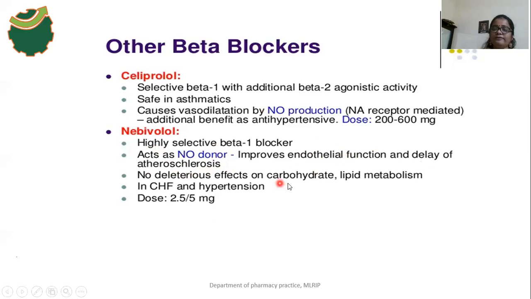And there is no harmful effect on carbohydrate metabolism, and there is no harmful effect on lipid metabolism. So that's why this drug is used for the treatment of CHF and hypertension. And the dose of this drug is 2.5 mg or 5 mg.